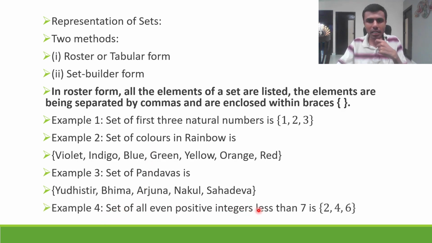And a set of all even positive integers less than 7 is 2, 4, 6. Like even positive integers are 2, 4, 6, 8, but you only want numbers that are less than 7. So 2, 4, 6. Fine.